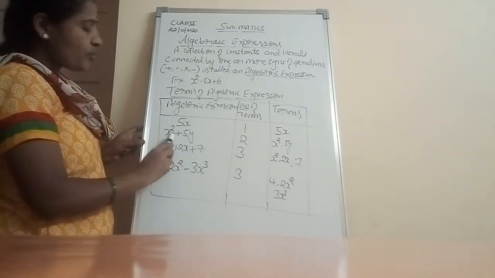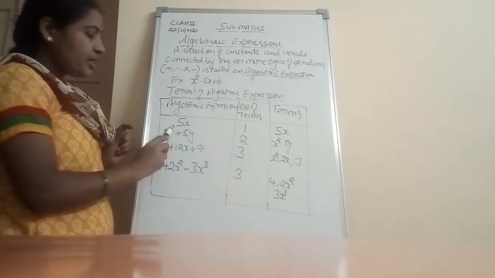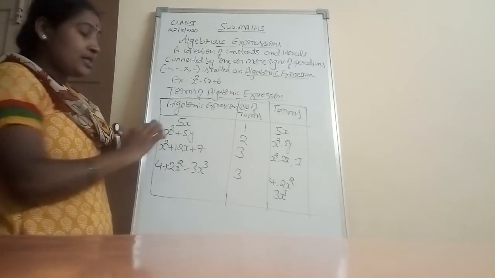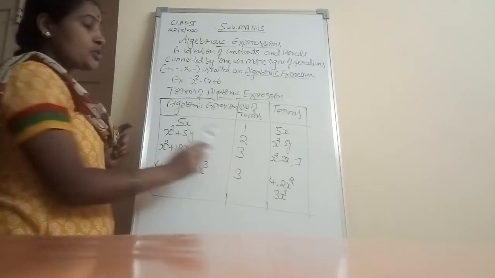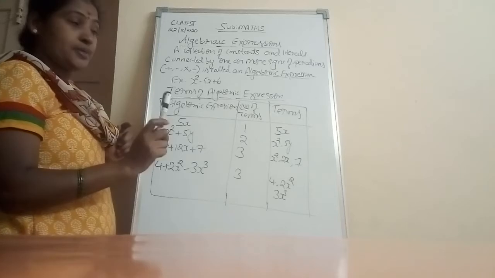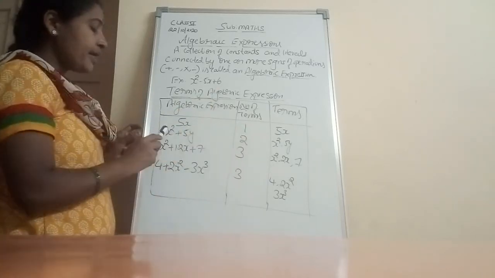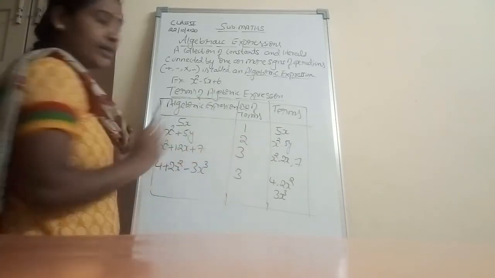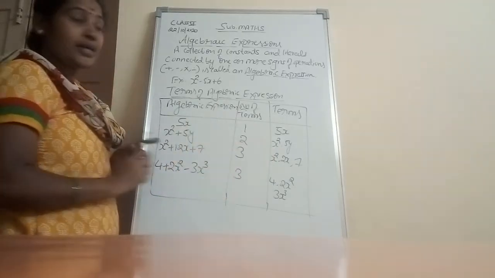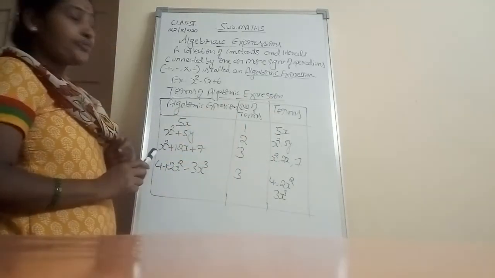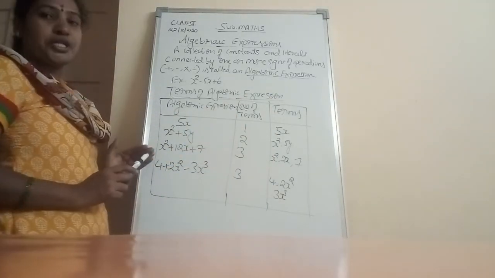Next, x square plus 5y. See, in between a positive sign will be there. Means here two terms. x square is one term, 5y is one term. So I have to write here two terms. Which are the terms? x square comma 5y. Here you need not write the positive sign because we are writing the terms separately. But this one is the algebraic expression.